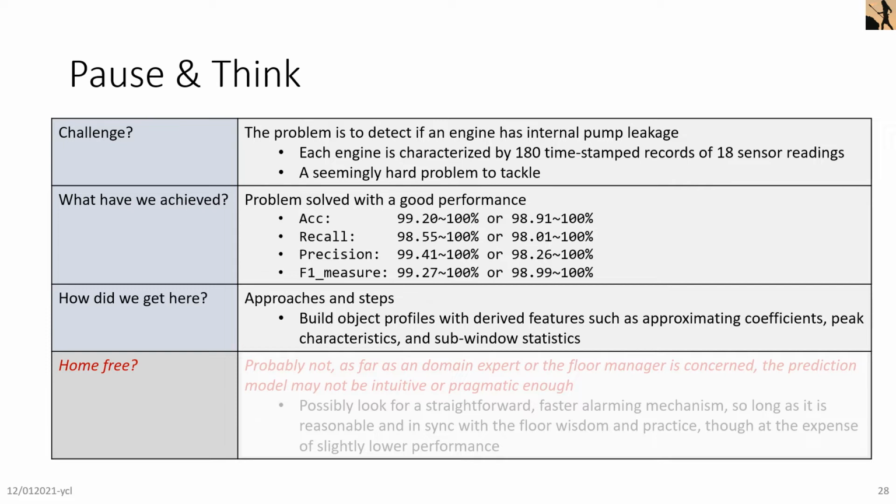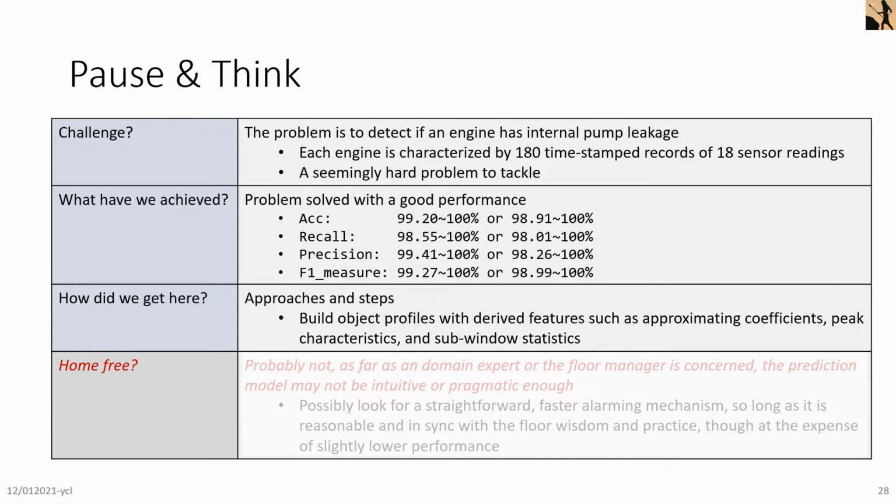Now, the challenge we have is to detect the engine leakage, right? And with 180 timestamp records of 18 sensor readings, or 17 sensor readings, right? It seems to be a hard problem to tackle. But we have achieved a relatively good performance, either by all 386 attributes or by the top 10 weight attributes. Now, how did we get here? We use approaches such as object profiles with derived attributes. These attributes are either approximating coefficients, peak characteristics, and sub-window statistics, right?